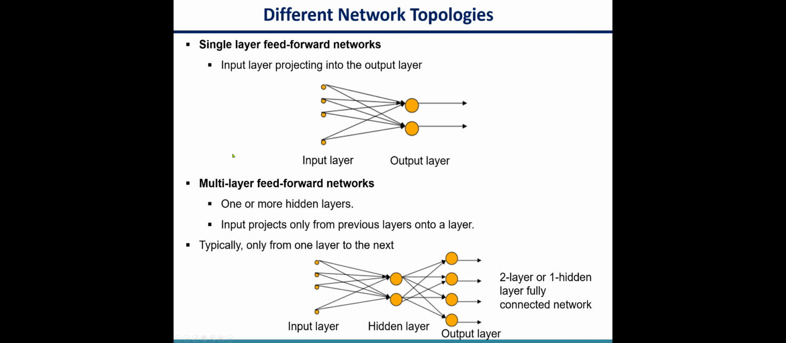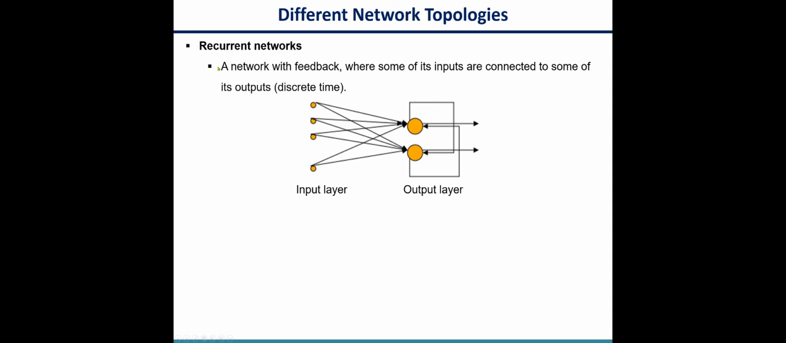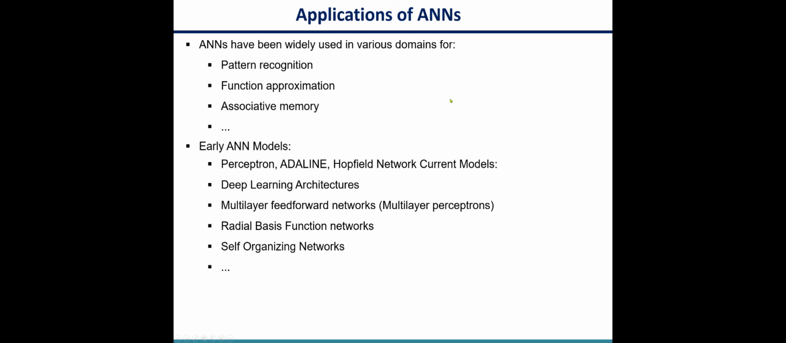Third, we have the recurrent network. A recurrent network is a network with feedback, where some of its inputs are connected to some of its outputs, in discrete time. We have applications of ANN like pattern recognition, function approximation, and associative memory. Early ANN models include the perceptron and Adaline. These are some examples of where we can use ANN models.